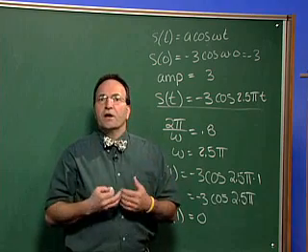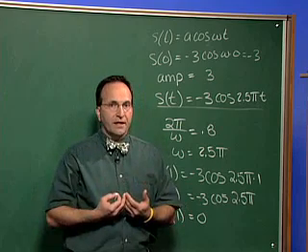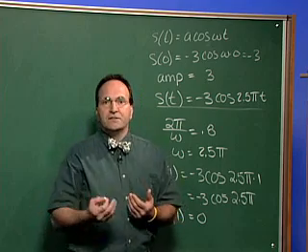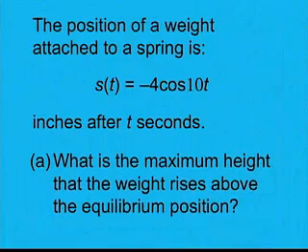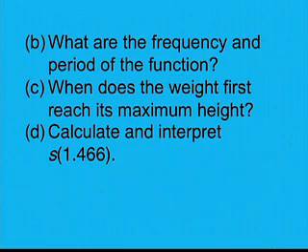All right, often we are given an equation which describes simple harmonic motion, and we are asked to analyze the motion. Here's an example of simple harmonic motion for us to analyze. The position of a weight attached to a spring is S of t equals negative 4 cosine 10t inches after t seconds. A, what is the maximum height that the weight rises above the equilibrium position? B, what are the frequency and period of the function? C, when does the weight first reach its maximum height? And D, calculate and interpret S of 1.466.